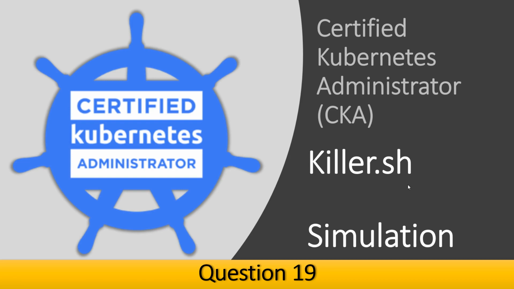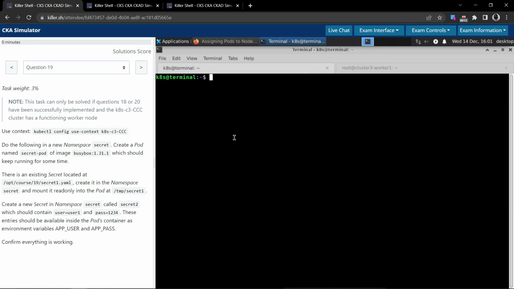Welcome back. Let us now see how to solve question number 19 in the Certified Kubernetes Administrator Killer Shell exam simulation. Question number 19, task weight 3%.